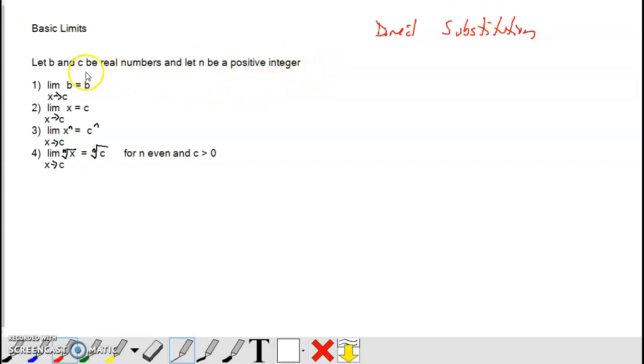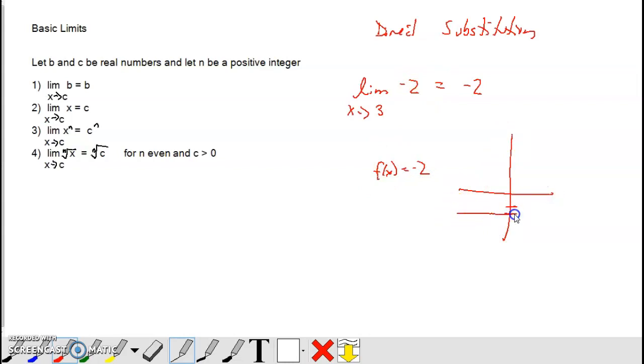So basic limits: b and c are just real numbers, and we let n be a positive integer. If the limit is just a number, as x approaches that number, then the limit's going to be b. So this means the limit as x approaches 3 of negative 2 will always be negative 2, because technically this is a function. It's like saying f of x is equal to negative 2. So if I draw negative 2, here's my horizontal line. It doesn't matter where 3 is. Let's pretend that that's 3. I know my output's always going to be negative 2.